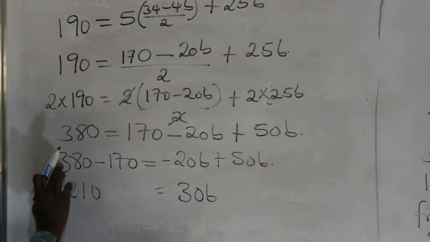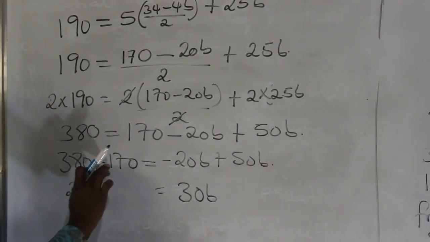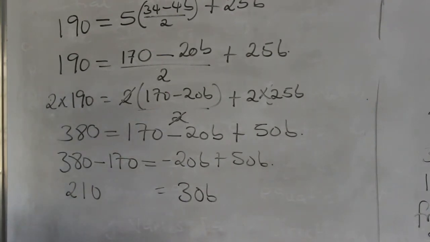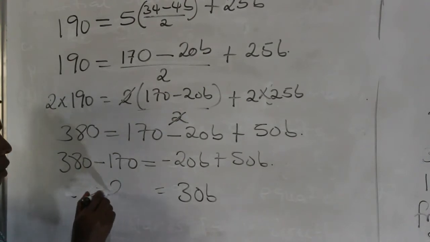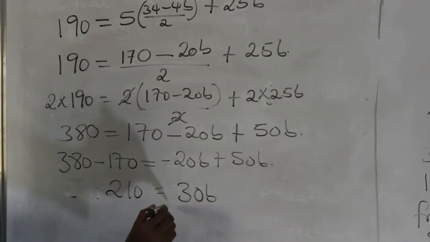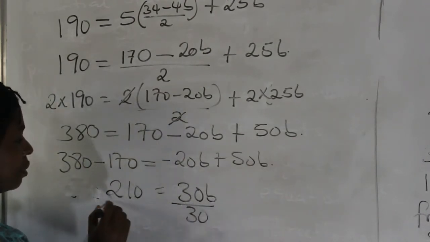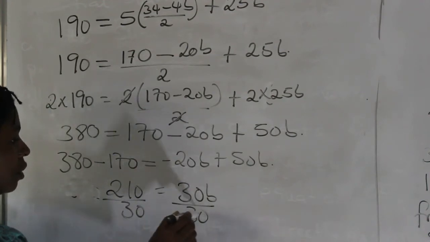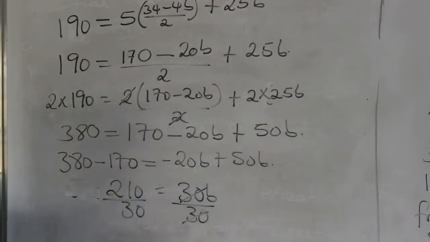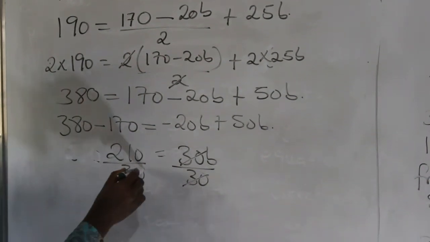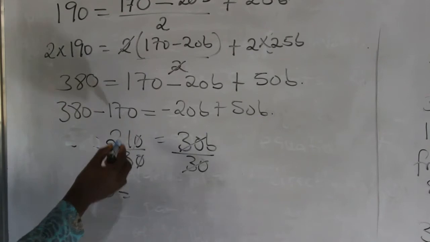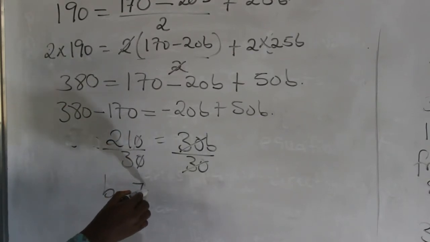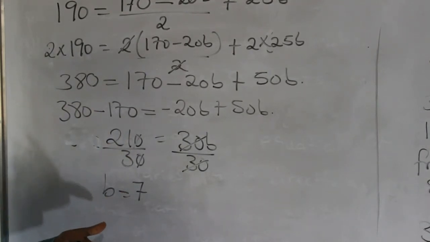That is 380 minus 170. You get 210. So remember, we are looking for B. We divide through by 30. So 30 can go into 30, and our B will be equals to 3. This 0 can cancel, and 3 into 21 is 7. So our B is 7.